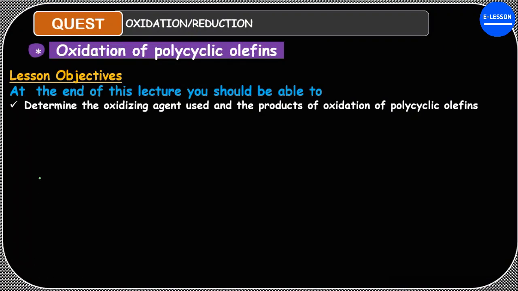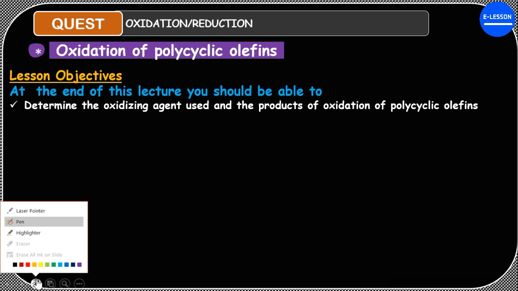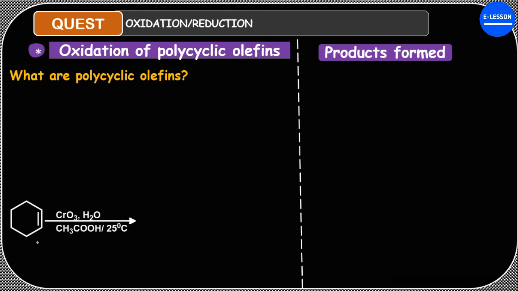Now, at the end of this lecture, what are you expected to know? You are expected to determine the oxidizing agent used and the product of oxidations of polycyclic olefins. Now, let us go deeply into actually analyzing the concept for this lecture. The question is, what are polycyclic olefins?